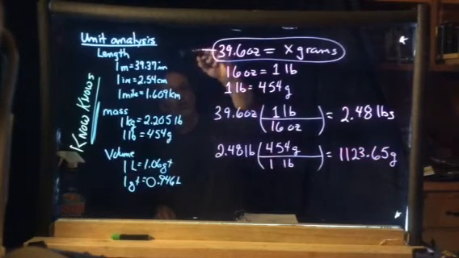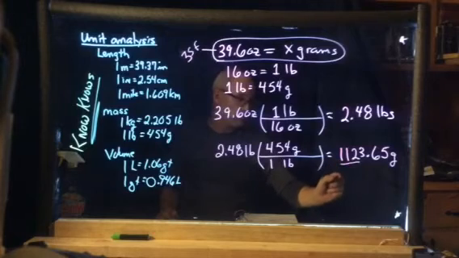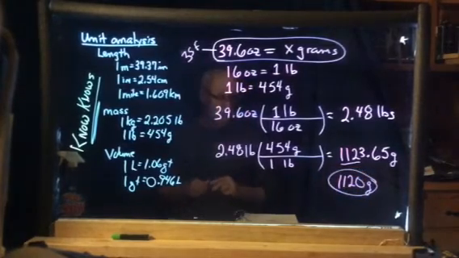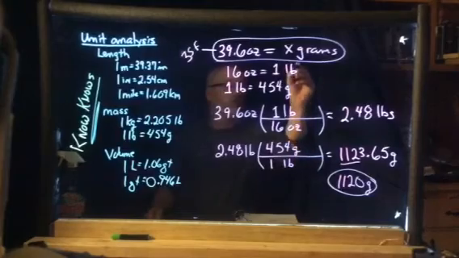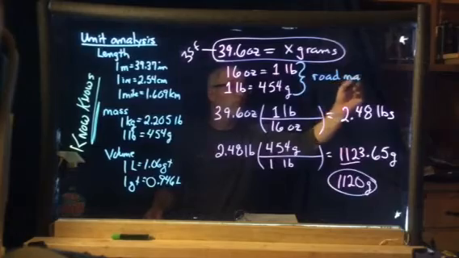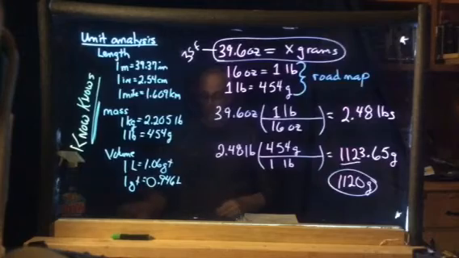I go back to the original problem. I see I have 3 sig figs. So then I have to round this to 3 sig figs, so it'd be 1,120 grams would be the way you'd express the answer using the correct number of significant figures. So basically what we're making here is a roadmap of how we're going to set the problem up. We'll do one more.